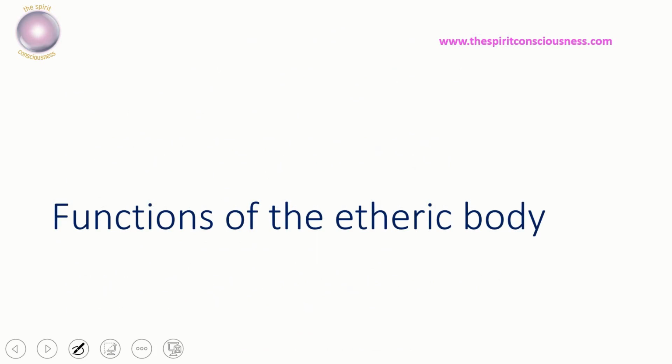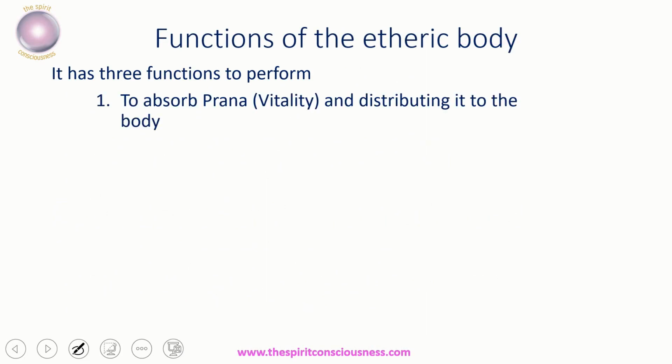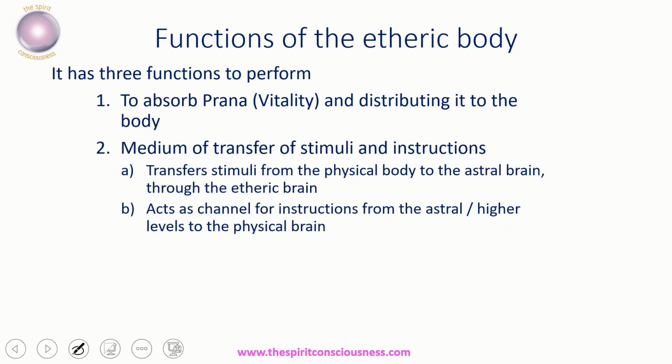The functions of the etheric body. It has three functions to perform. It absorbs prana and distributes it to the body. It is a medium of transfer of stimuli and instructions. It transfers stimuli from the physical body to the astral brain through the etheric brain. It acts as a channel for instructions from the astral and higher levels to the physical brain.